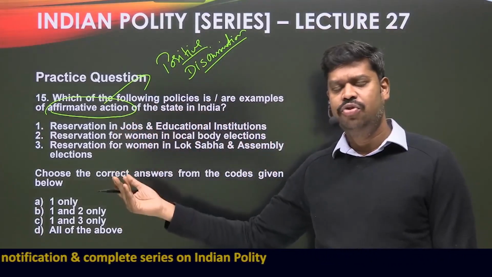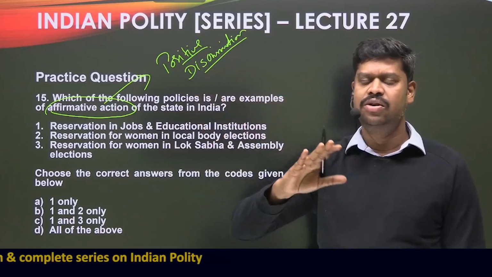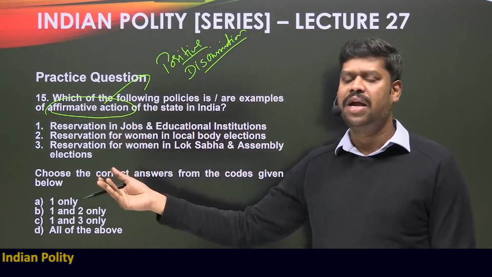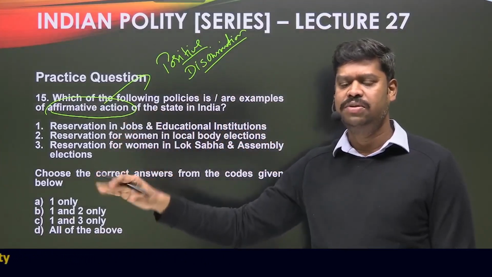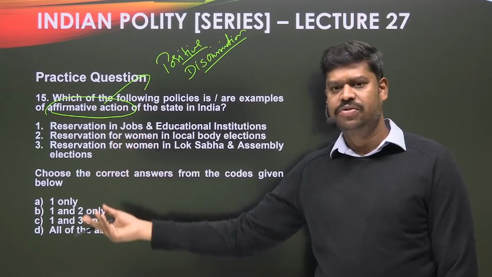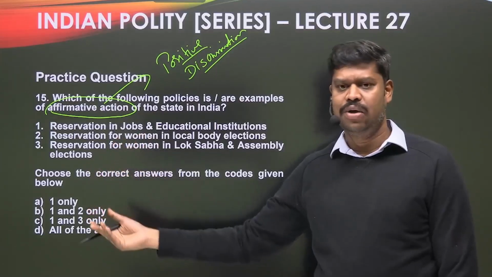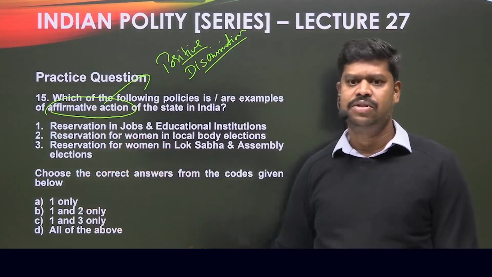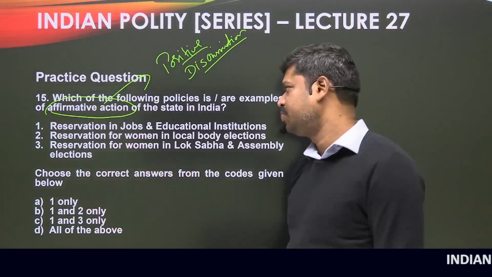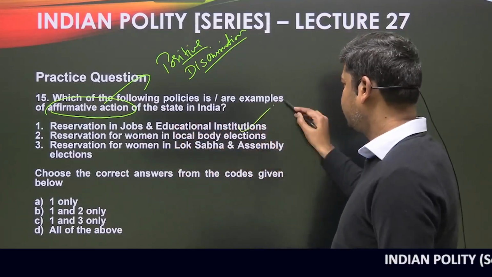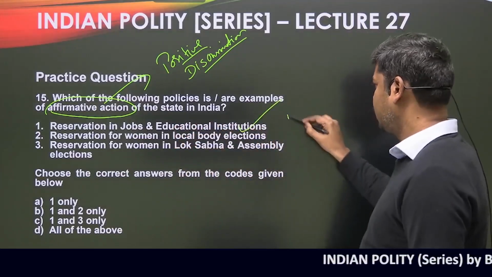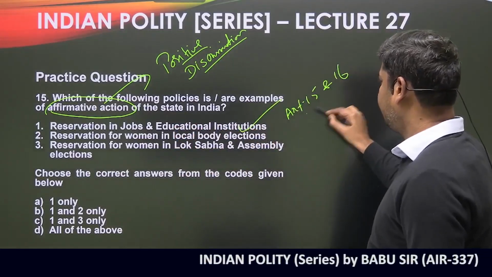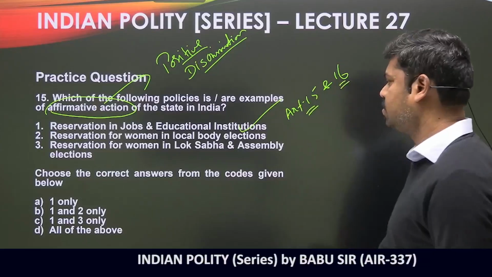Article 16, on the one hand, says that nobody shall be discriminated against when it comes to public employment, but it allows Parliament to make a law to reserve certain jobs based on residence, to reserve jobs for the Scheduled Castes, Scheduled Tribes and backward communities, and to reserve jobs in promotions as well. These are all examples of what are called affirmative actions. So reservations in jobs and educational institutions, of course, yes. This is done by the state under Article 15 and Article 16. Article 15 covers educational institutions, Article 16 covers jobs.